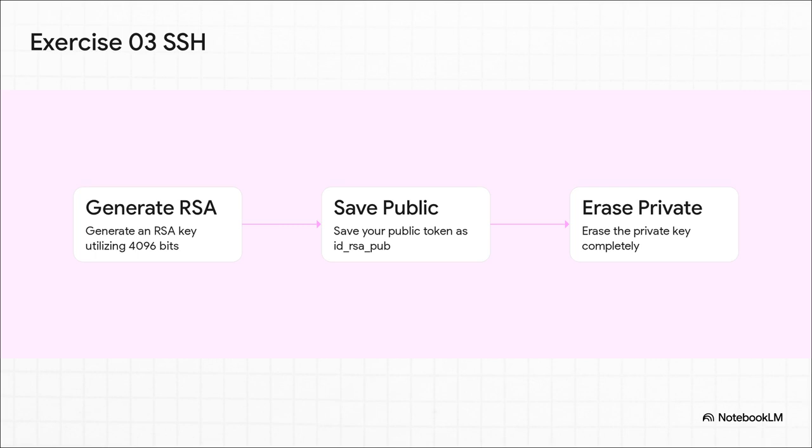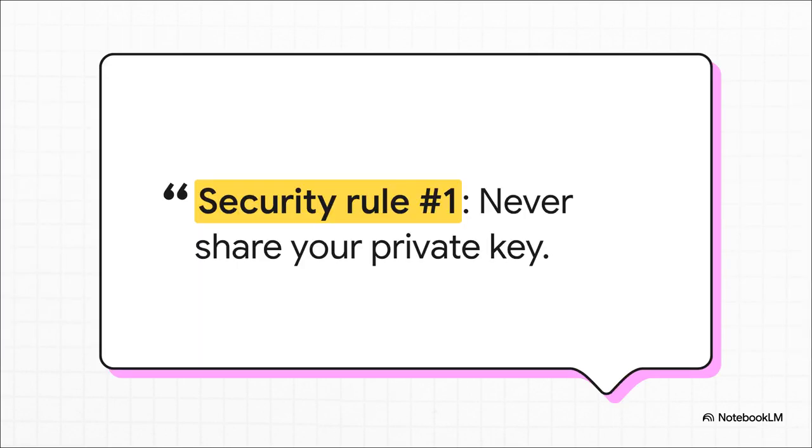Second, isolate your public key and rename it to IDRSA_pub. And third, and this is by far the most important step, explicitly erase the private key from your workspace. Listen to me closely on this next point because I really cannot stress it enough. Security rule number 1 is to never, ever share your private key. The subject only requests the public token.